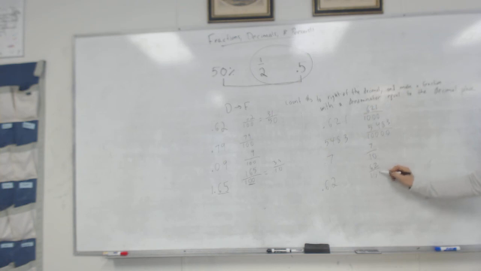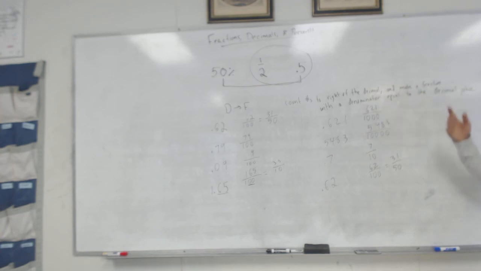62 over 100, which is 31 over 50. Hey, look, we're going to get that. I don't want you to forget that you can reduce these, right? These ones I tried to make, hopefully they don't reduce. It's possible that they do. But your denominator pretty much only has 2's and 5's in it. So if this isn't even or it doesn't end with a 5, then it's probably not able to be reduced, right?